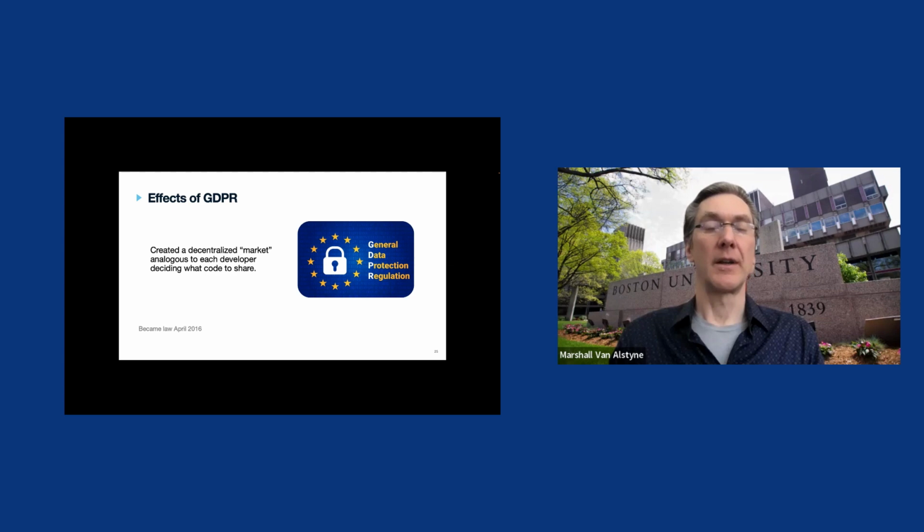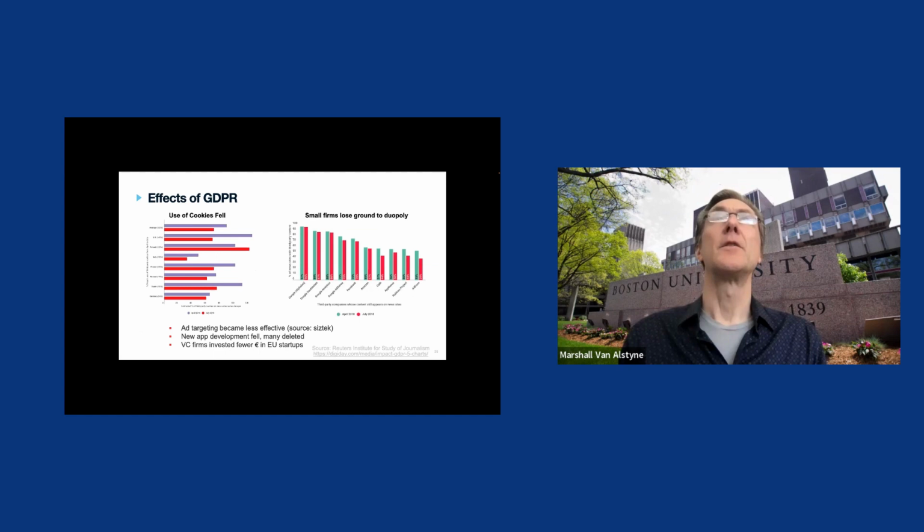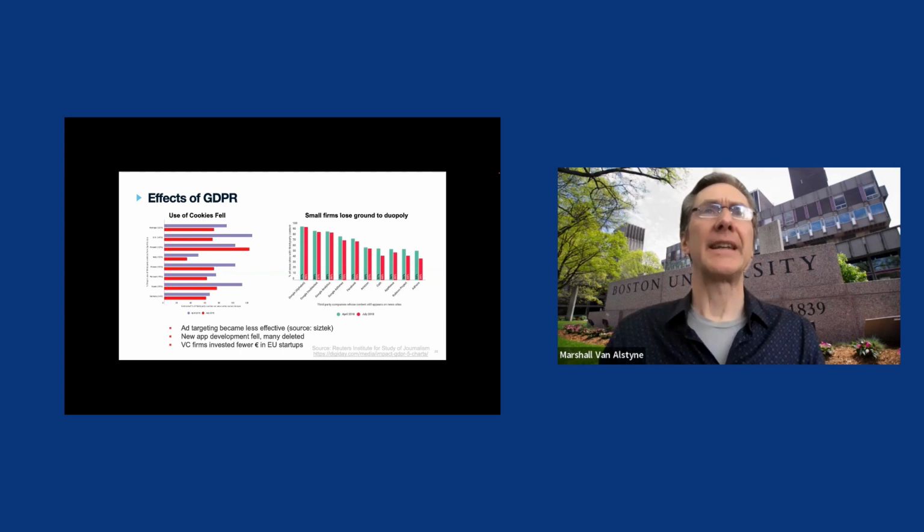The empirical evidence from that was quite interesting. So after introducing GDPR, yes, privacy rose, but advertising effectiveness fell. A new app development fell. Venture capital investment in European startups fell. And most tellingly, one of the goals was trying to get more competition in the ad space, but the opposite happened. Smaller firms without access to data and having a harder time negotiating for it lost ground to Google and Facebook. So it effectively made Google and Facebook more entrenched.